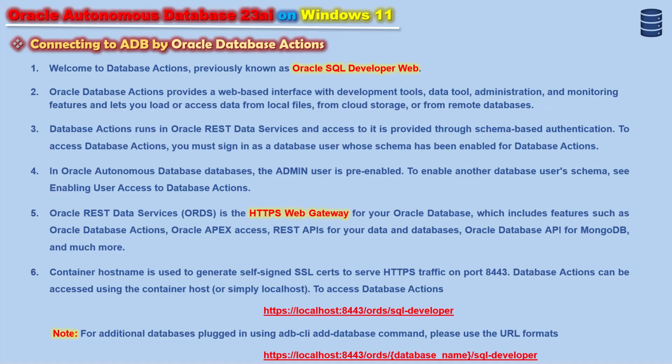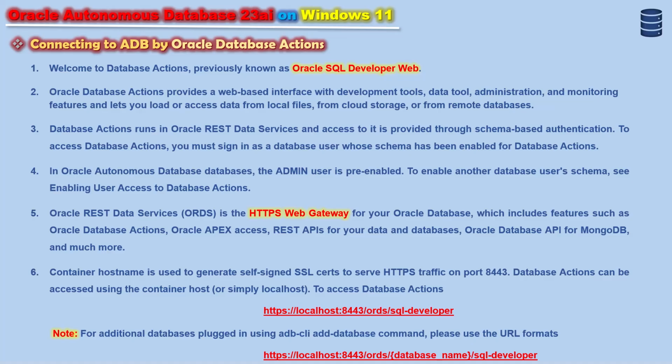Oracle REST Data Services, ORDS, is the HTTPS web gateway for your Oracle database, which includes features such as Oracle Database Actions, Oracle Apex Access, REST APIs for your data and databases, Oracle Database API for MongoDB, and much more. Container hostname is used to generate self-signed SSL certs to serve HTTPS traffic on port 8443. Database Actions can be accessed using the container host, or simply localhost.